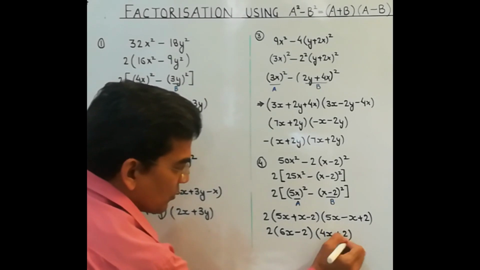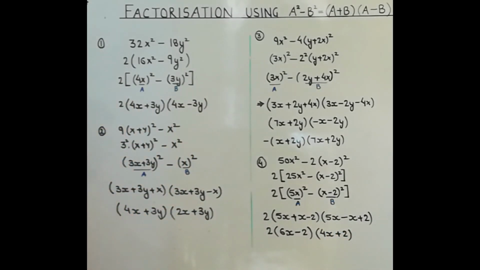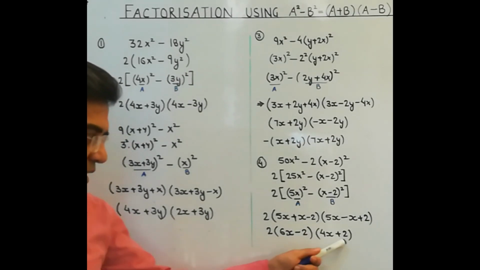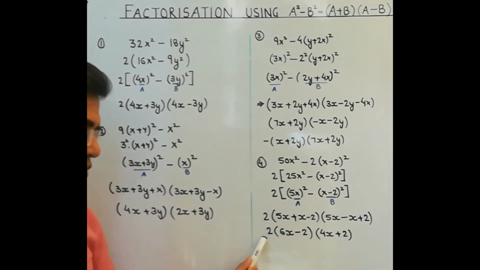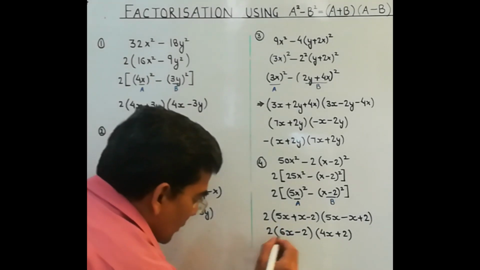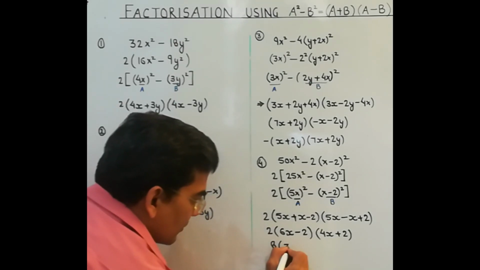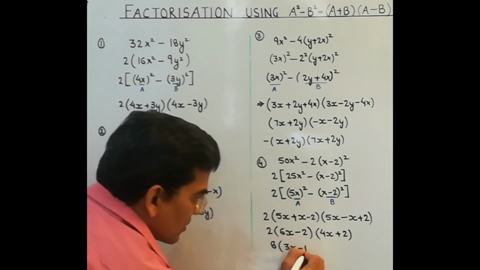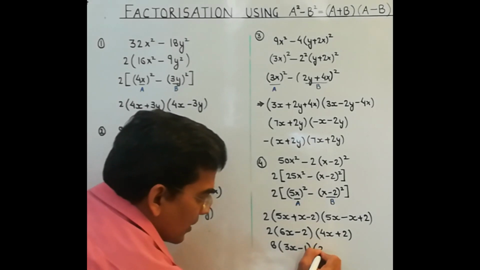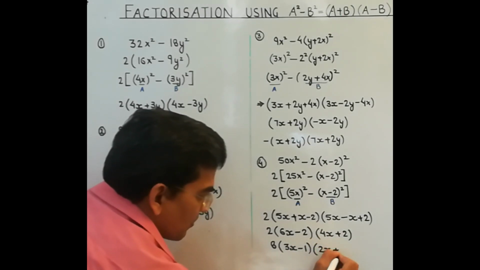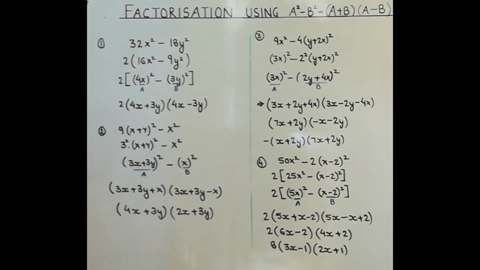Here also these two are like terms, so 4x plus 2. Okay, now from the first bracket you can take 2 common. So this will become 4. And then again from here also you can take 2 common. So this will become 8. This will become 3x minus 1. And this will become 2x plus 1. Hope this step is clear to you.